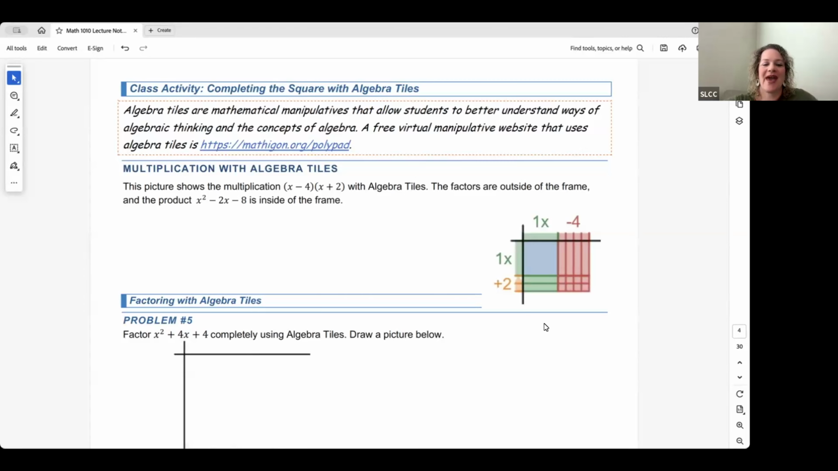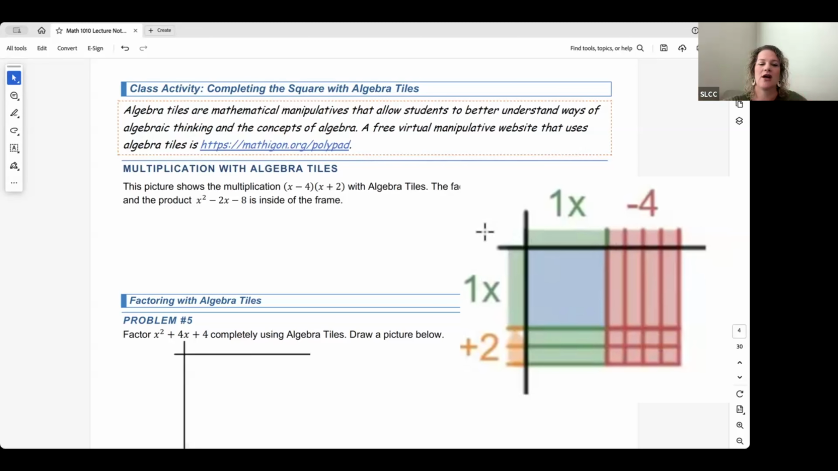Okay, so they have this link in the notes so that you can go to a polypad and use these manipulatives online. We'd like to show you how you can complete the square using these algebraic tiles. If you look at this picture right here, it's like a little chart that helps you see x minus 4 times x plus 2. So the green bar is x, and then these are 4 negative chips and then 2 positive chips.